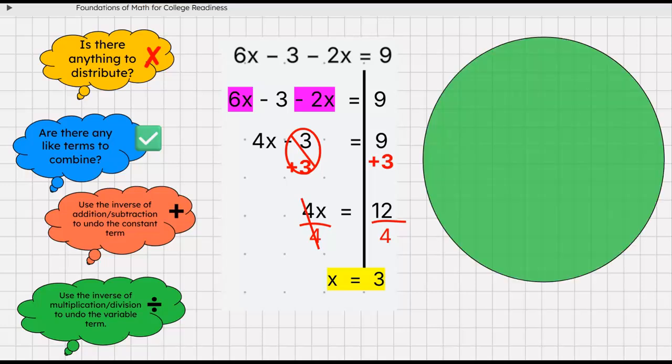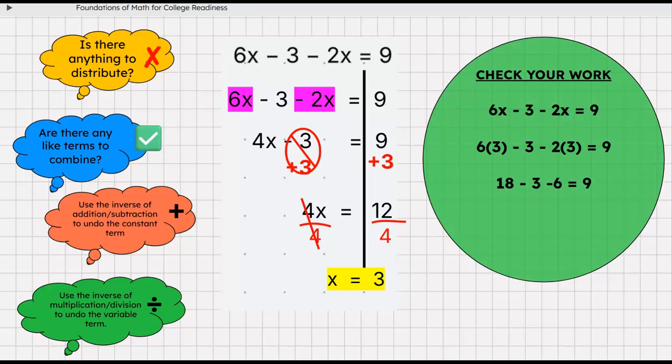We definitely need to check the answer. So we originally had 6x minus 3 minus 2x equals 9. If we substitute our 3 in for the x, we will have 6 times 3 minus 3 minus 2 times 3 equals 9. Or 18 minus 3 minus 6 equals 9. Or 18 minus 9 equals 9. Or 9 equals 9. We are correct.